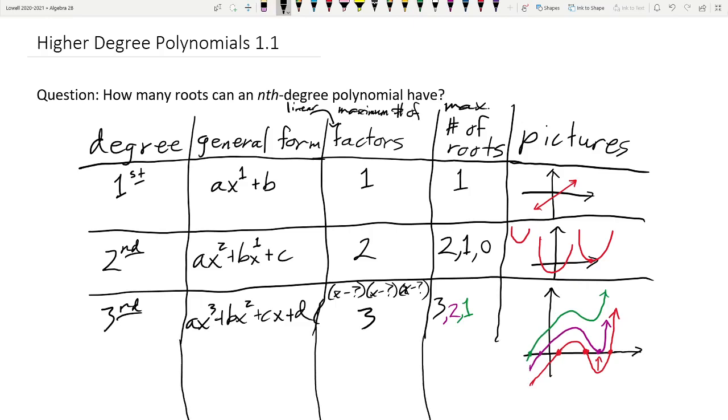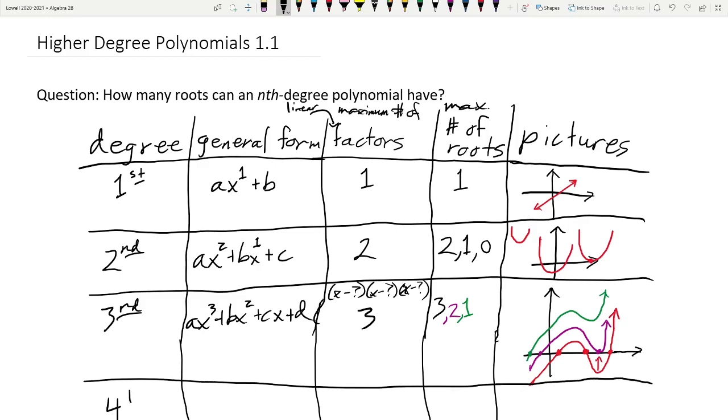Our last example that we are going to look at is a 4th degree polynomial. And again, that's going to be ax to the 4th, plus bx cubed, plus cx squared plus dx plus, I apologize, plus e. Since this is going to end up with an x to the 4th, this could have at most 4 linear factors, which would imply 4 roots, and let's draw that.